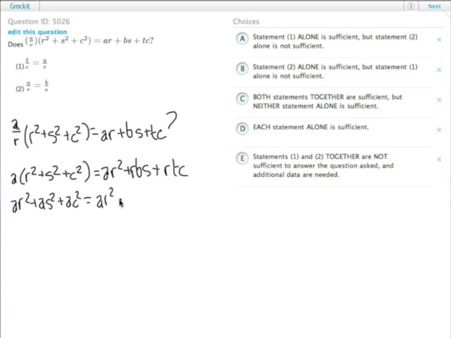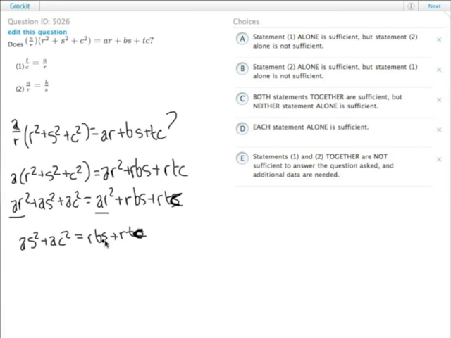You can see that we're going to be able to get rid of a term here, which is why we were doing that. There's an AR squared on both sides of the equation. Now we just have AS squared plus AC squared equals RBS plus RTC. Sorry about that.